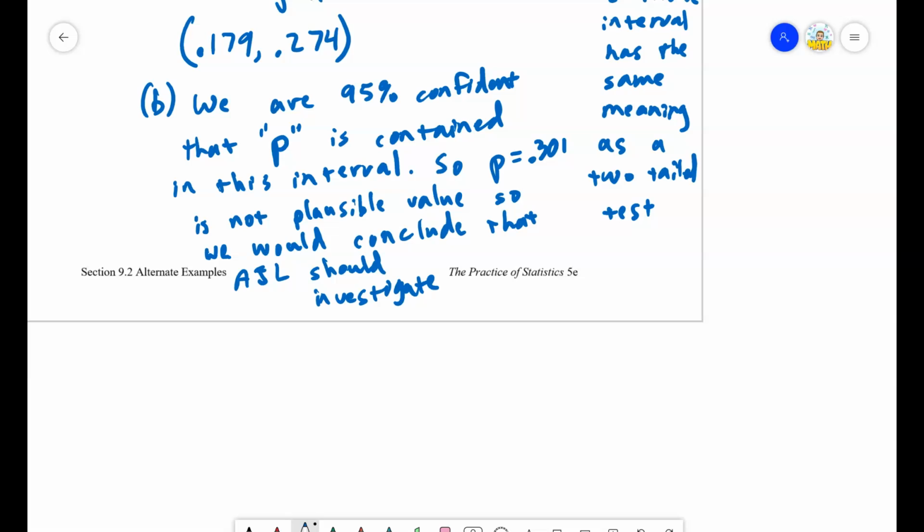So the intelligent decision we would make based on the data is the same thing we did with the hypothesis test. We would believe that p equals 0.301 is not true. It's what we're believing to be true. It's an inference. It's not a mathematical fact. Okay, we haven't proven anything, but this is the decision we would make. We would suggest to AGL they probably should investigate further, run a more thorough audit.